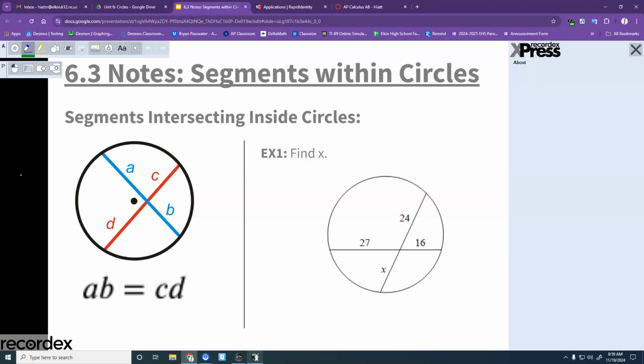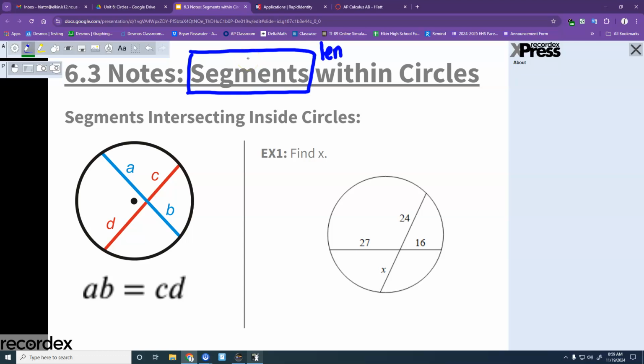is segments, and segments are going to be, if you want a highlighter, just go ahead and pass those around there. If you want a highlighter, grab one there and pass those around. Segments are going to be length of side.